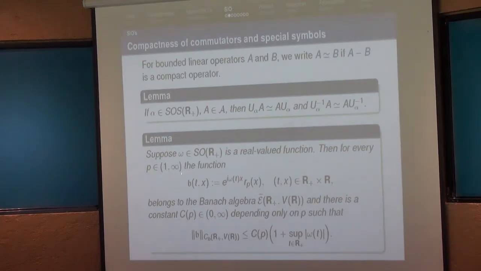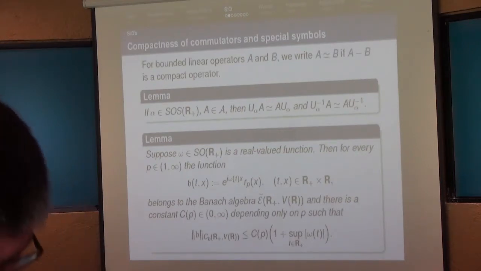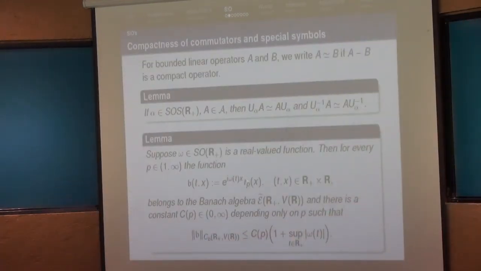Now we consider special symbols. They are very important to study singular integral operators with shifts. So suppose that omega is a slow oscillating real valued function. Then for every p in such an interval, this function is a product of this function, which vanishes at points 0 and infinity and at all other points is continuous, times this function which oscillates. And this product is again a function which vanishes at infinity, but this function belongs to this algebra of symbols of pseudo-differential operators. This part is important.